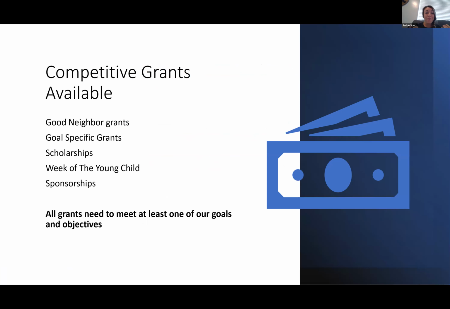So let's talk about the competitive grants we have. We have what we call Good Neighbor grants. We have goal-specific grants, scholarships, Week of the Young Child, and sponsorship grants. And again, all of these competitive grants need to meet at least one of our goals and objectives. So hopefully you've heard of some of these.